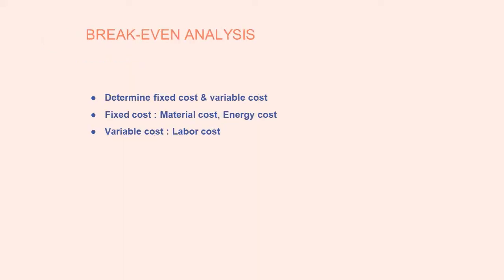The last one is break-even analysis. We use break-even analysis to determine the fixed cost and variable cost. Fixed costs remain constant with the number of units produced, while variable costs vary with the volume of units produced. The fixed cost in this project is material cost and energy cost, while the variable cost is labor cost.